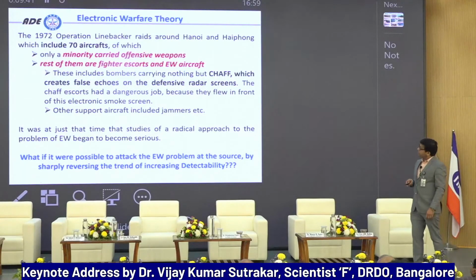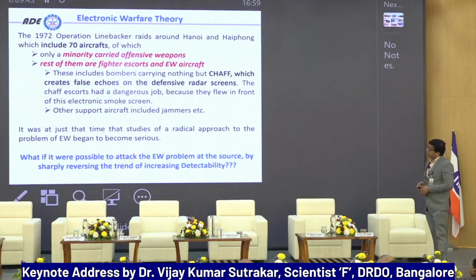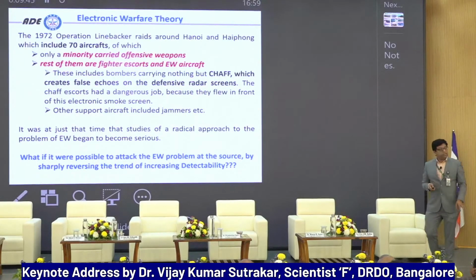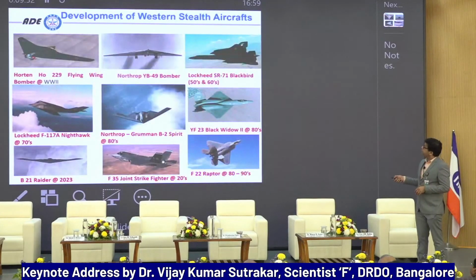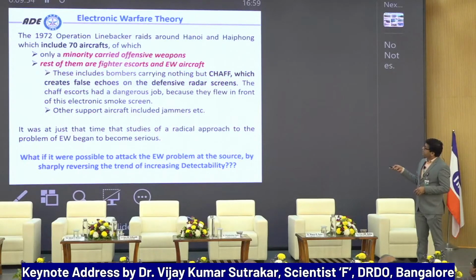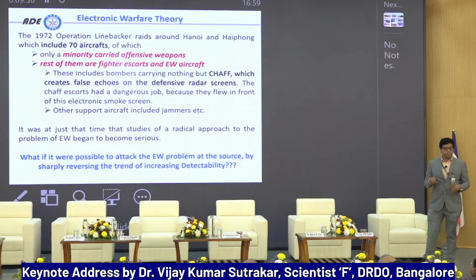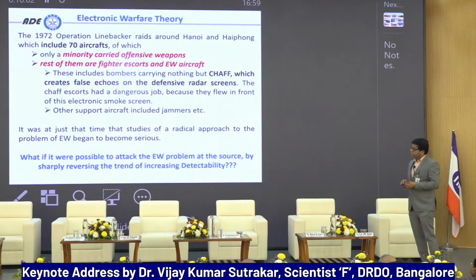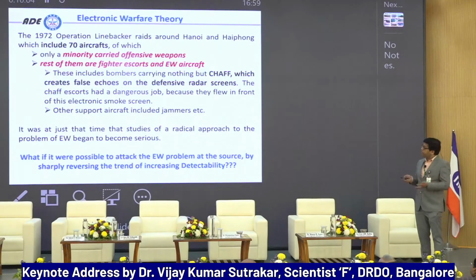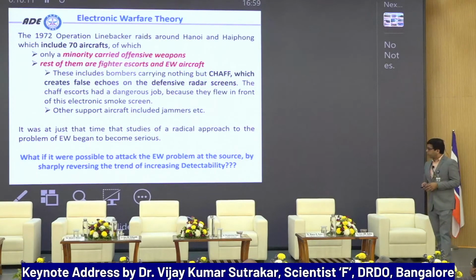There was one operation, the 1972 Linebacker, where it is shown that around 70 aircraft were used for that mission. Out of that, only a few aircraft were carrying the offensive weapons. The rest of them were either escort or EW or jammers and other things. So to get maybe 10% of the aircraft to do the mission, a lot of inventory used to be required.